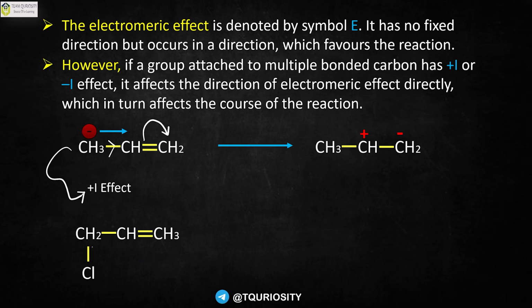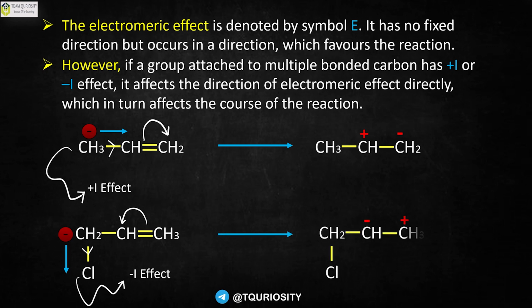Similarly, in the second case, as the electron goes away from the carbon by inductive effect due to the chlorine atom, during the reaction, the pi electron moves toward it. So, the second carbon atom has a negative charge, whereas the third carbon atom has a positive charge.